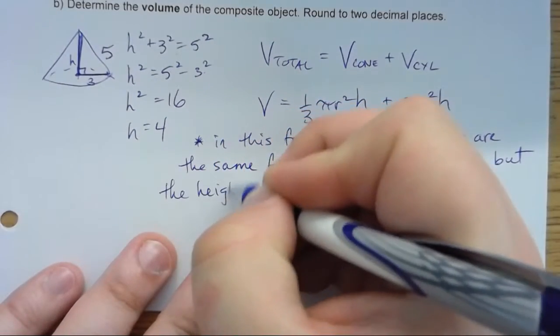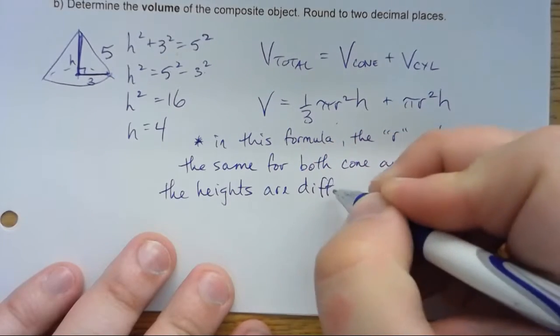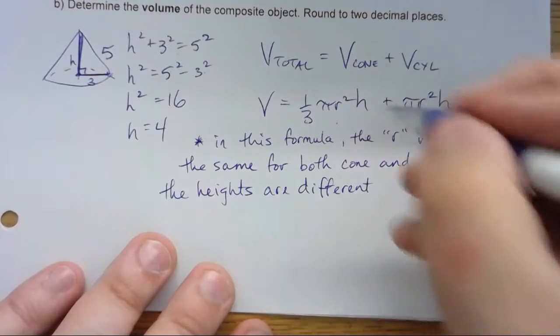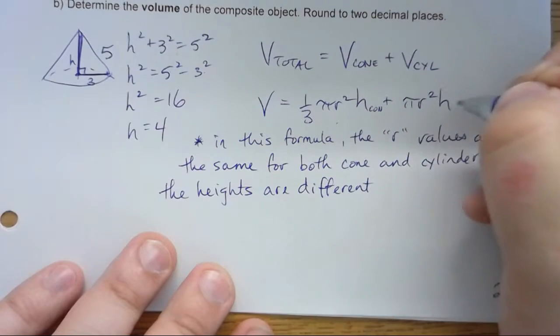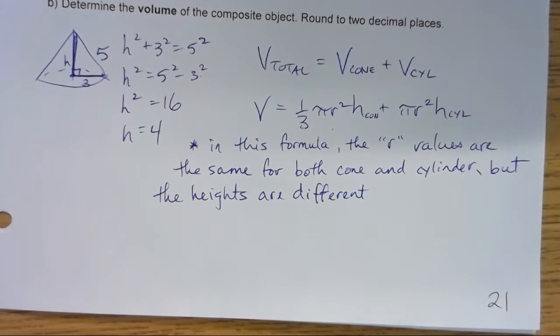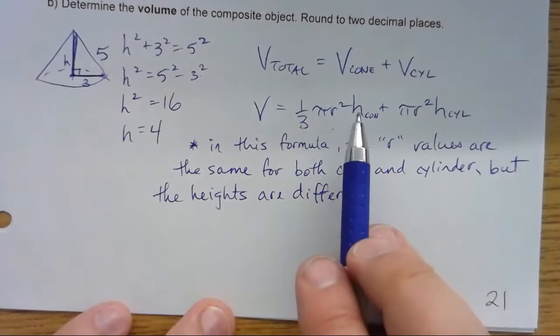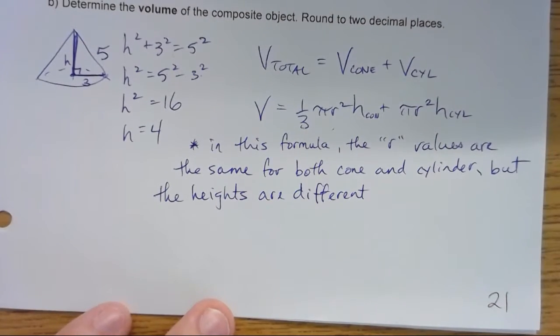So, you know what some people do to make sure they don't goof that up? Yeah, put little subscripts on them. Call this one H sub cone, and this one H sub cylinder. Just do something in your formula so that you don't accidentally say H is this number, and then use that same number there because you're not thinking. That's a really easy mistake to make.